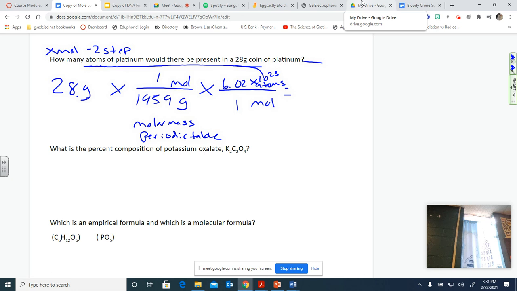Okay. So now it's all set up. So I got grams. They're going to cancel. Moles is going to cancel. Atoms is what I'm left with. That's what I need. So I got to put all this in the calculator.